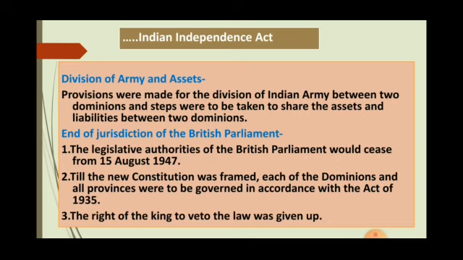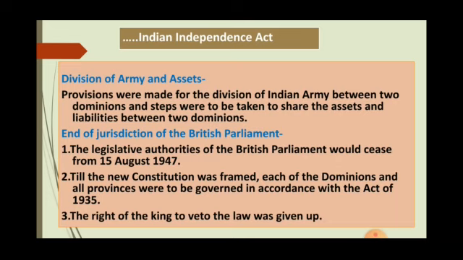The last provision, end of jurisdiction of the British Parliament. Under this point, some sub-points are there. The first one, the legislative authority of the British Parliament would cease from 15th August 1947. All the legislative powers of the British Parliament over India will cease to operate from 15th August 1947.